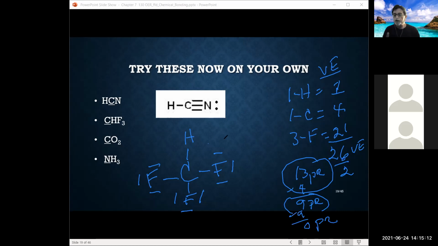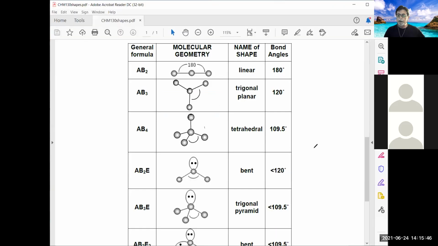Now, general formula. A, always have A, okay? B is how many atoms are bonded around the central atom. And there are 4. Exactly. There are 4. 3 of them happen to be fluorides, and 1 of them is hydrogen. So our general formula is AB4. Now let's go find out and determine the geometry. We go to the shapes table and we look for AB4.